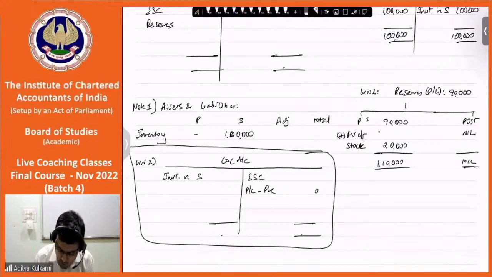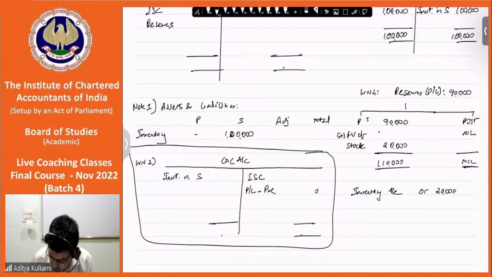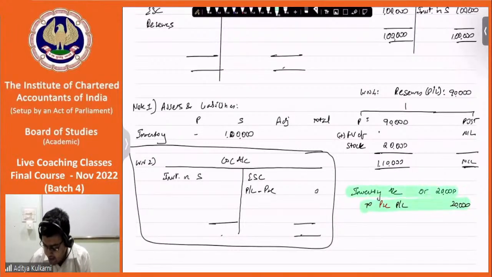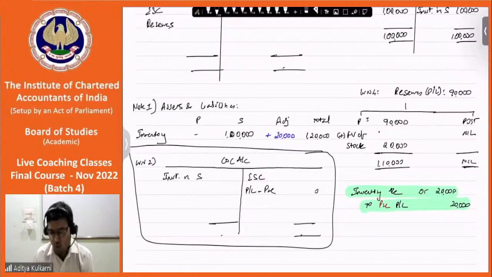The journal entry will be inventory account debit 20,000 to pre-P&L 20,000. One effect has gone in working note 4. The second effect, of this inventory account, will come to note number 1. So plus 20,000: here 1 lakh plus 20,000, I will be having 1,20,000 appearing as your inventory.